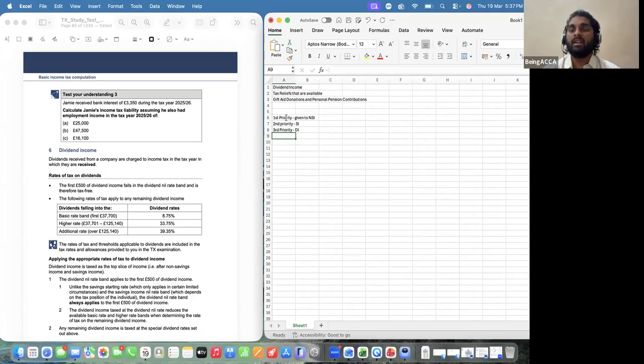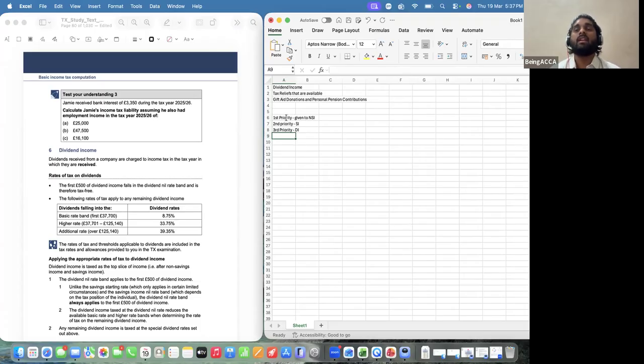But in savings income, if your savings income falls within the first 5,000, then that will be taxed at 0%. And for basic rate taxpayers, the first 1,000 of savings income is the zero rate band or the nil rate band. For higher rate, it is 500, and for additional rate, it is £0. Correct? Similar to that is what we'll be discussing about dividend income.